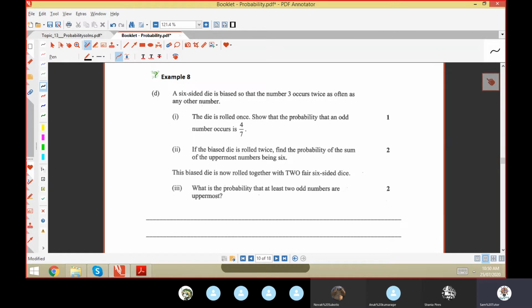Example 8. A 6-sided die is biased so that the number 3 occurs twice as often as any other number. The die is rolled once. Show the probability that an odd number occurs is 4 out of 7. All right, I'll let you think about that for a second. A 6-sided die is biased so that the number 3 occurs twice as often as any other number. Anybody got an idea?